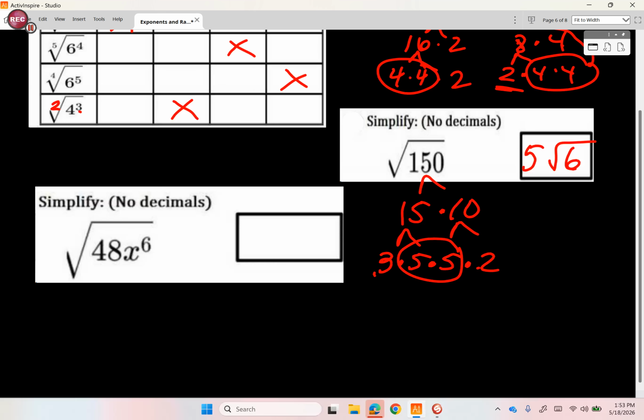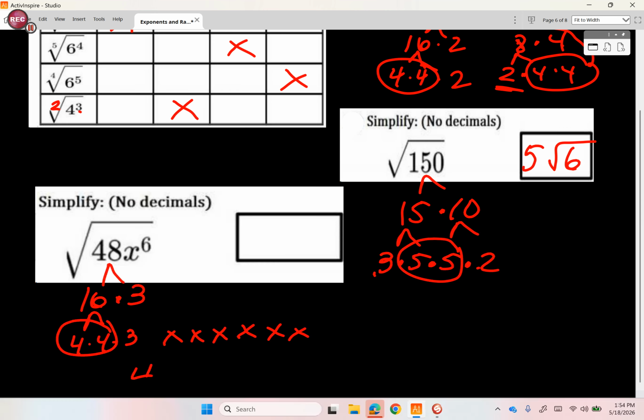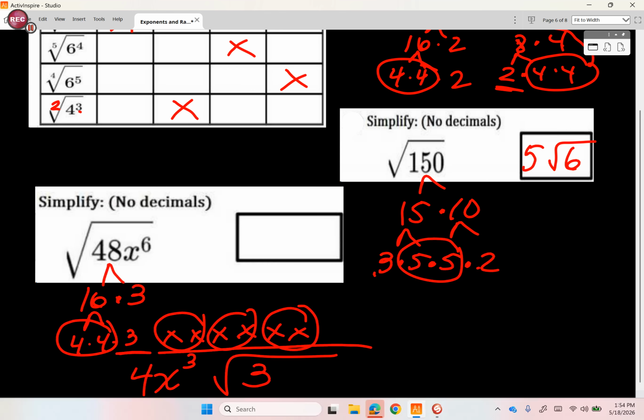And now the last one for simplifying radicals here, same process but with variables. So 48 would be 16 times 3. 16 is 4 times 4. And here we have x 6 times, because x to the 6th power would mean x times itself 6 times. So whatever repeats twice comes out. How many sets of x's can I circle here? 1, 2, 3 of them. So 4x to the 3rd comes out. And the only thing that stayed in there is what I didn't circle, that 3. So your answer is 4x to the 3rd, square root of 3.